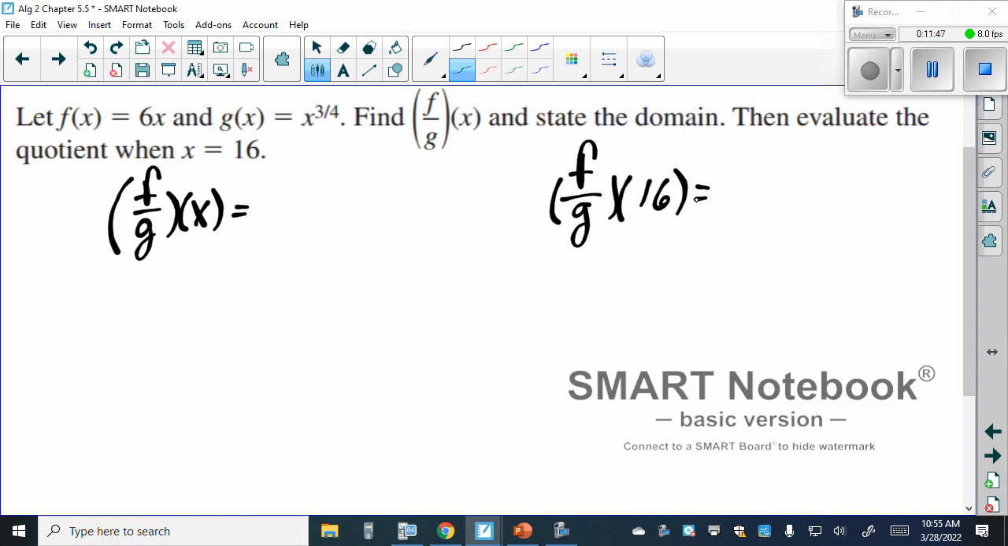Now this here, f divided by g of x, this right here, is the same as saying f of x divided by the function g of x. We're taking the function f of x and dividing it by the function g of x. We're dividing those two functions from each other. And for us here, what is the function f of x? It is 6x. And g of x is x to the 3/4.